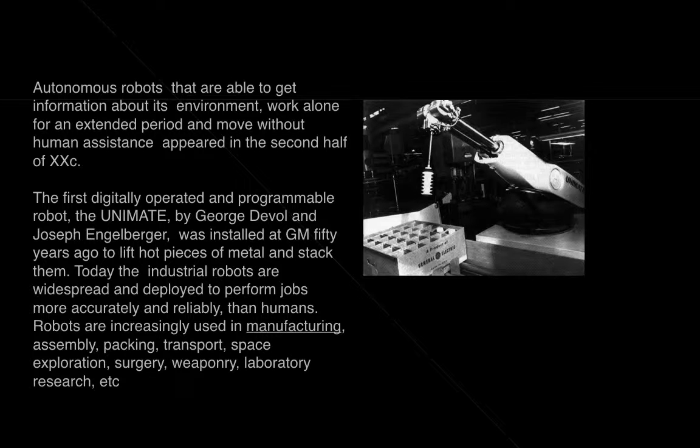So robots, autonomous robots that are able to get information about their surroundings, work alone for an extended period of time, and operate without human assistance, really appeared in practical terms just in the second half of the 20th century. So that's a rather new device. Here we're looking at the picture of the first digitally operated and programmable robot. It was named Unimate.